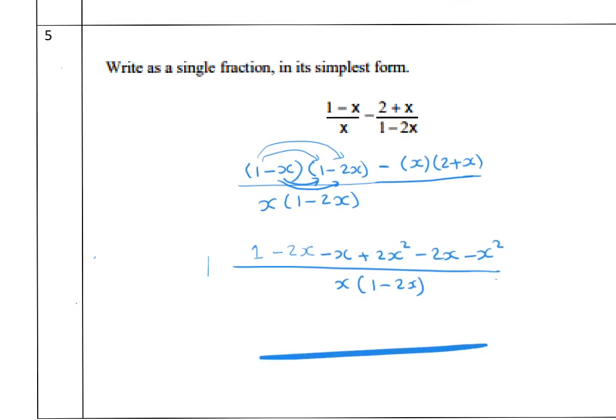Now for the numerator, combine the like terms. So we have 1, negative 2x and negative x, negative 3x. Negative 3x minus 2x, so negative 5x.